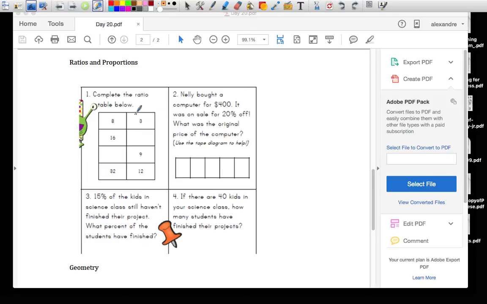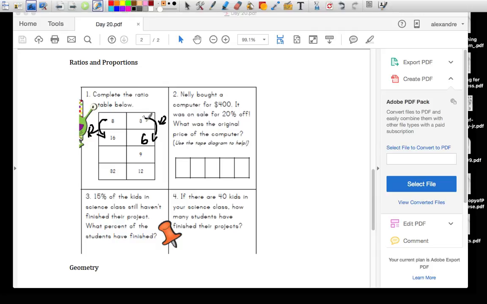8 and 16. All right, so there are two ways of doing this. You can look side to side, 8 to 3. That's not helping us. 32 to 12 or 12 to 32, nothing I know of that multiplies or divides nicely. But if you don't, you can go this way. How did the 8 become 16? Times 2. So the other side is times 2, which is 6.